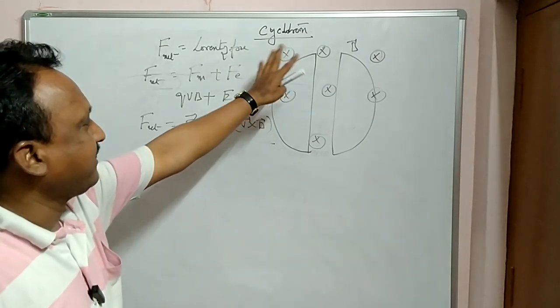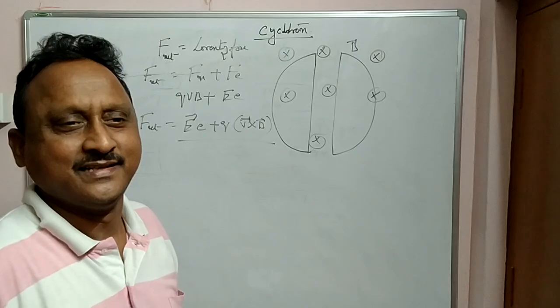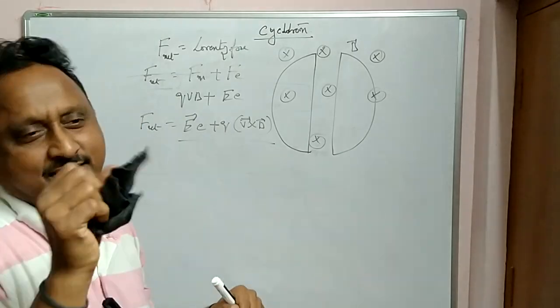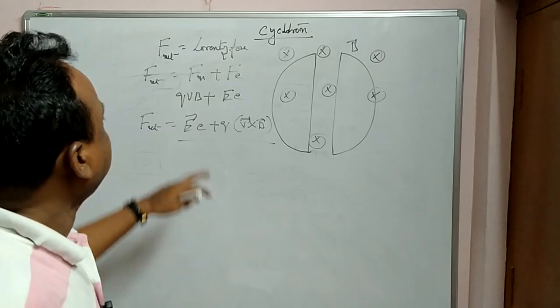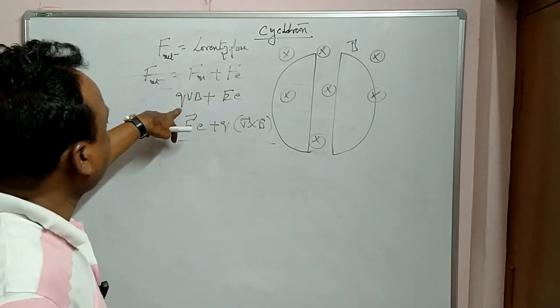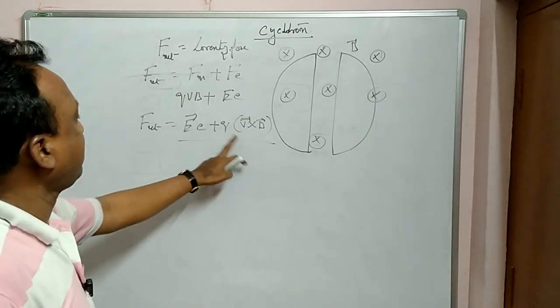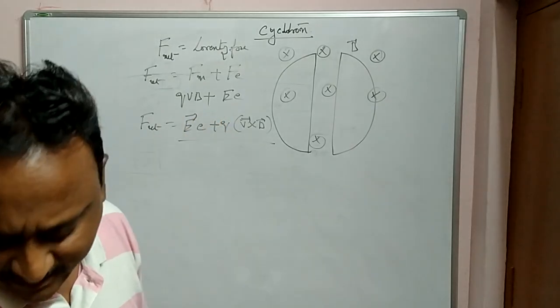So this is a device in which the particle is accelerated. In the cyclotron, we accelerate the particle, and its speed will be increasing. When the magnetic force acts, it is qvB; when the electrical force acts, it is qE. When both act at the same time, it is qE plus qv cross B.